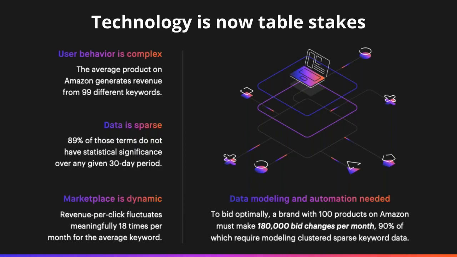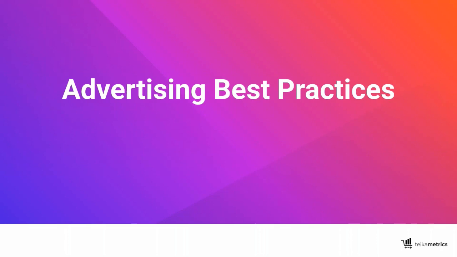The other challenge is 89% of those keywords don't have a statistically significant amount of data to understand what a good starting bid is. That's why you need technology. Going back to cost per click, revenue per click is going to fluctuate 18 times meaningfully over a given month. So again, you can do this manually. This isn't just about us, but if you're looking for somebody that's going to predict conversion rates, that's what we're talking about here.